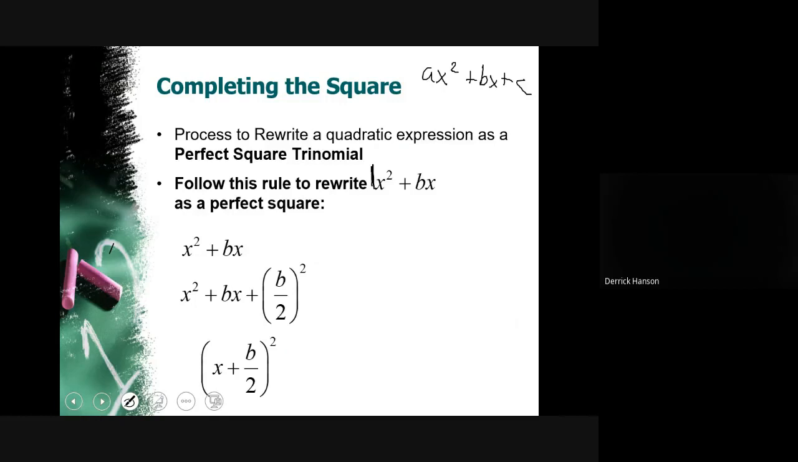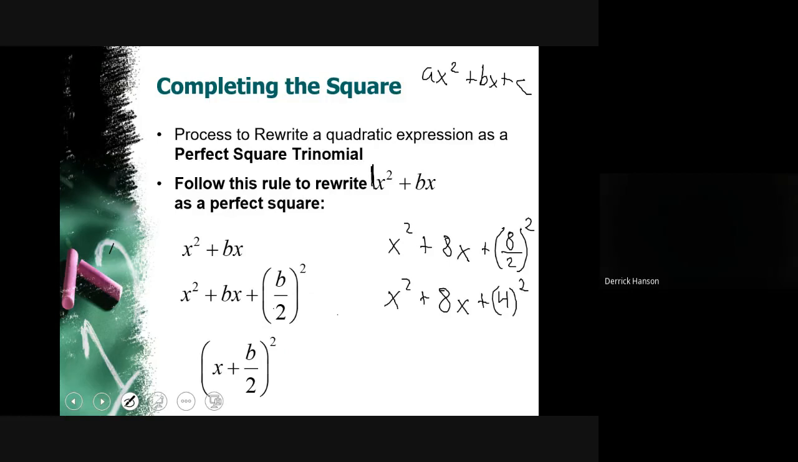Meaning, for example, let's see, say you had positive 8x there. Well, you would take then your b value of 8, and you would have 8 divided by 2 squared. What is 8 divided by 2? 4. So you would have x squared plus 8x plus 4 squared.